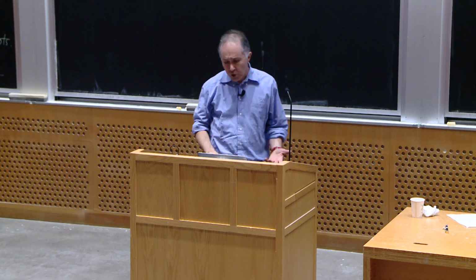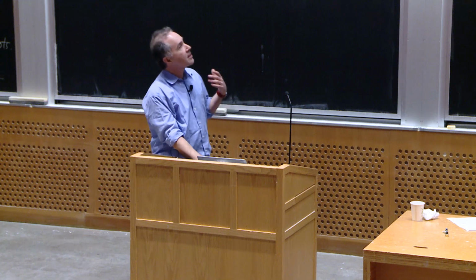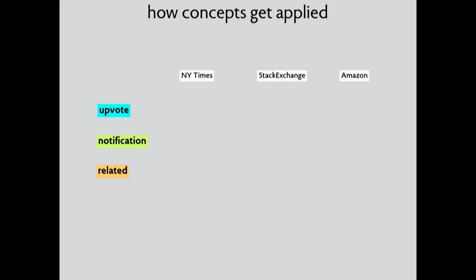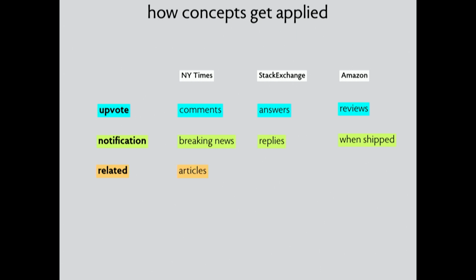Okay, so in short, the idea is that different concepts get applied in different contexts. Take the concept of upvote, for example, where you can like or not like something. It is applied to comments in the New York Times, to answers in Stack Exchange, and to reviews in Amazon. Notifications, lots of different things you can get notifications for. The notion of being pointed to a related item, right? The New York Times does it for articles. Stack Exchange does it for questions with similar tags. Amazon does it for other items you might want to buy, right?